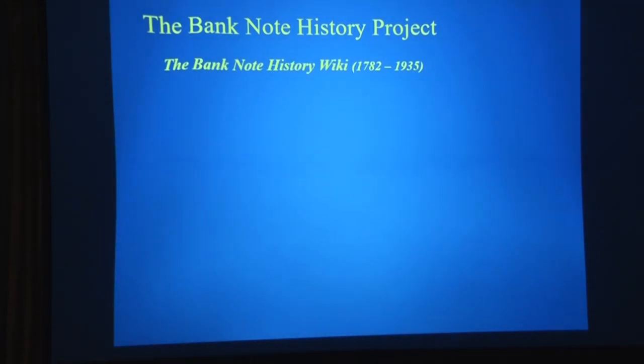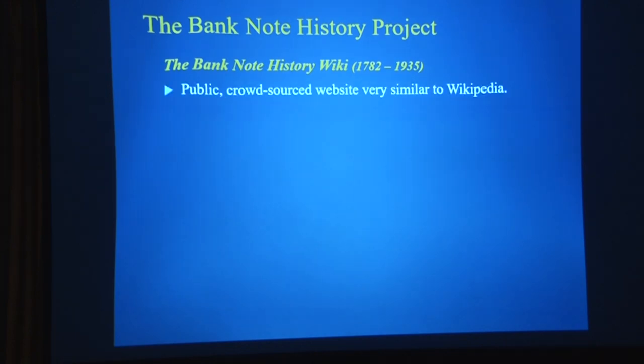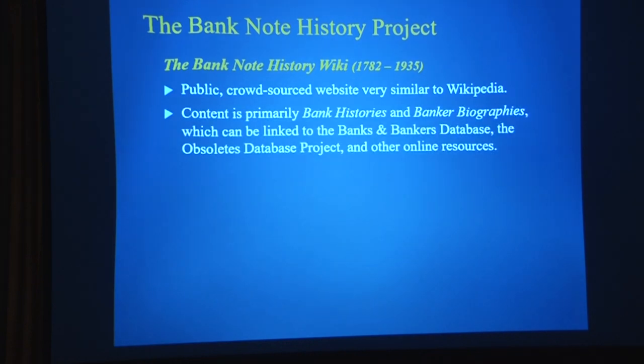All right, and then the second component is the Banknote History Wiki, once again covering the full obsolete and national bank era. And that's a public crowdsourced website, and it's very similar to Wikipedia. In fact, it's based on the same software that runs Wikipedia. Contents are primarily bank histories and banker bios, which can be linked into the bank officer database, SPMC's obsolete database project, as well as other online resources.